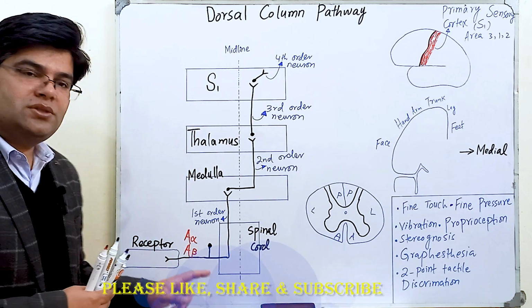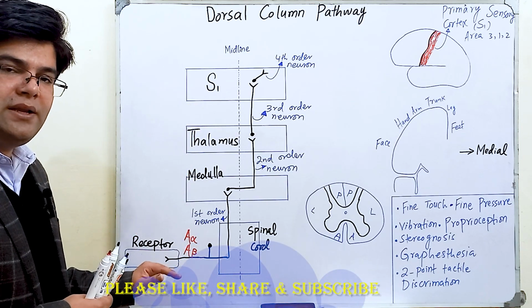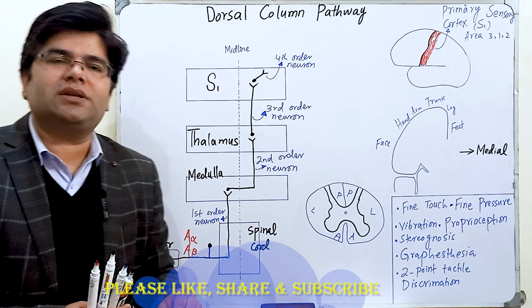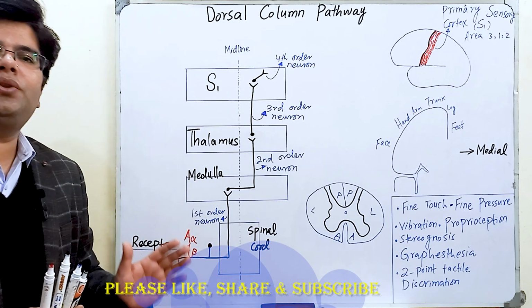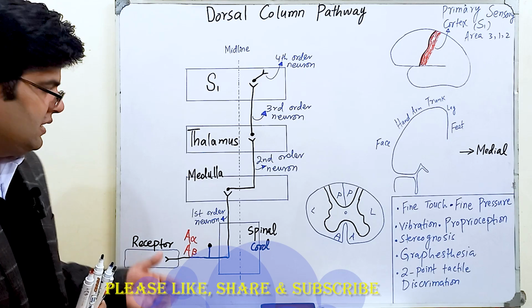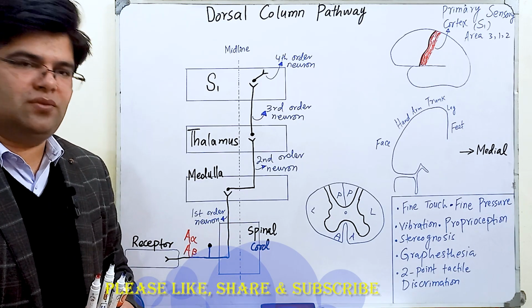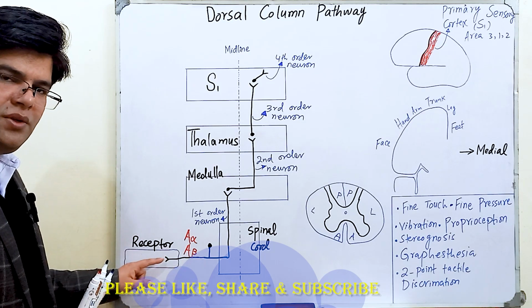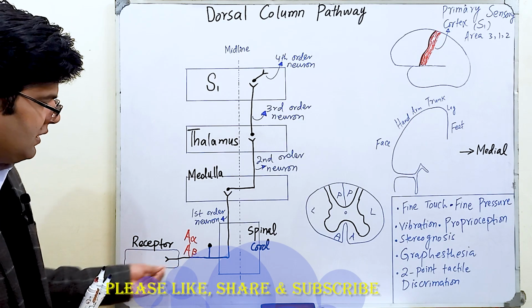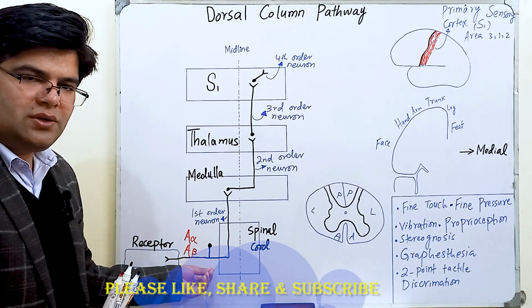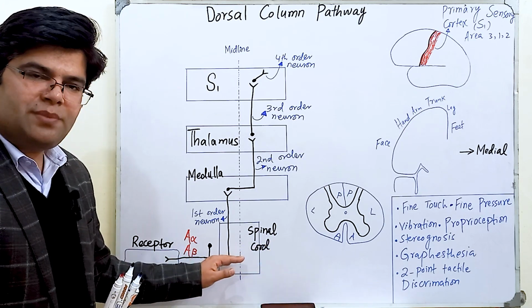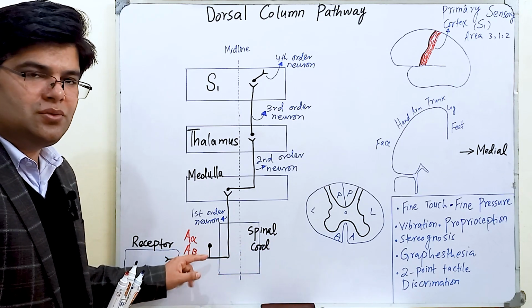The first order neurons belong to the A alpha or A beta category of nerve fibers, and the velocity of conduction in this system is between 30 to 120 meters per second. So there is faster velocity of conduction in this pathway as compared to the spinothalamic pathway. The peripheral axon of these first order neurons is associated with the receptor, and the central axon of these first order neurons enters into the spinal cord. The cell body is located in the dorsal root ganglia.